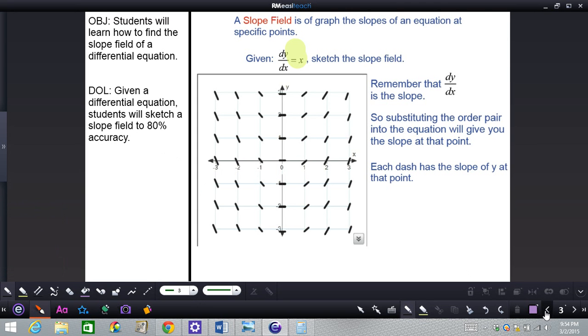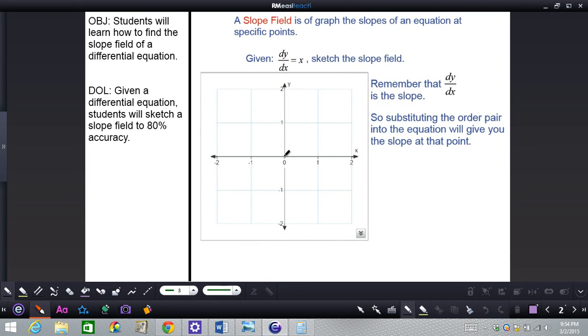There we go, and back. All right, so we're looking at it a very small. So at 0, this point right here, the x value is 0. So I'm going to plug 0 into this, and I get 0. A line with a 0 slope is horizontal.